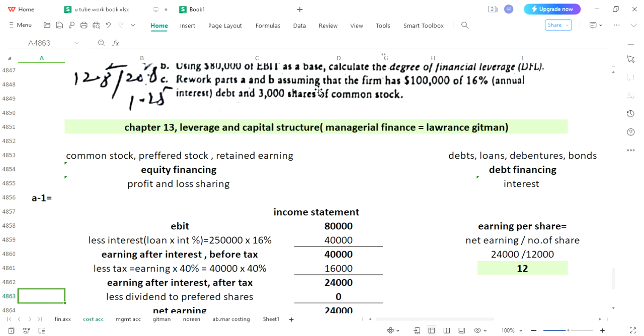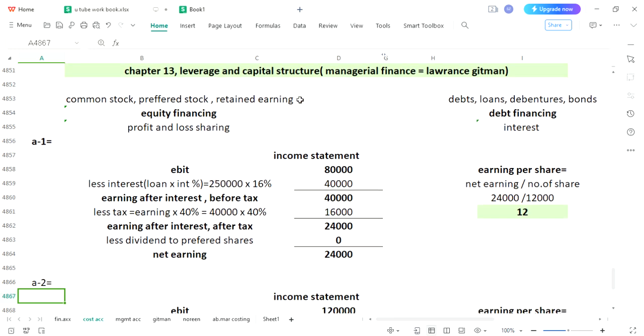Rework part A and B, assuming that firm has 1 lakh 16% annual interest as debt and 3,000 number of shares. So it's just for a good practice. What we will do, we will again calculate everything. EBITs are same, but amount of loan, that means interest, would be calculated in a different way, and number of shares would also be changed. Again I have written 2000, number of shares were 2000, it is automatically being changed.